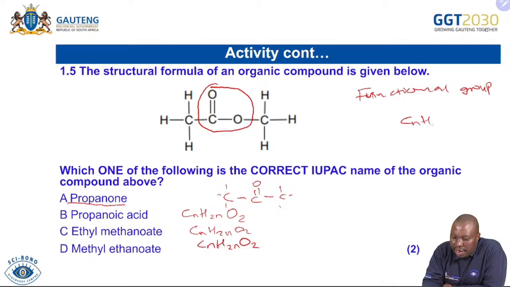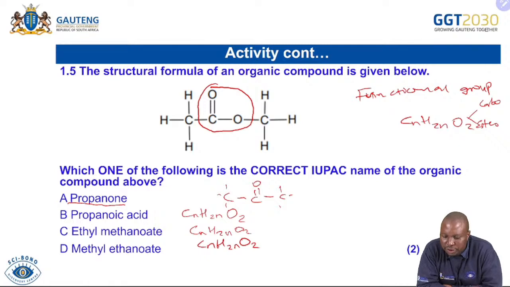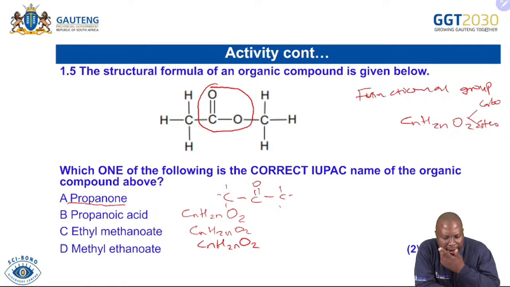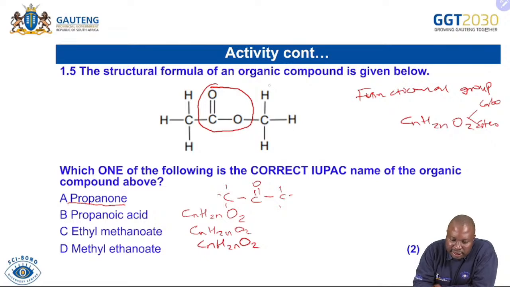We said it's CnH2nO2 for carboxylic acids and for esters. So it's either an ester or a carboxylic acid because we have the 2 oxygens there, CnH2nO2. Now, we have to look at the structure.